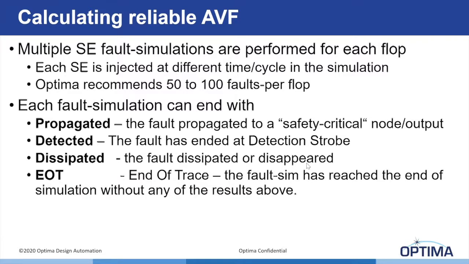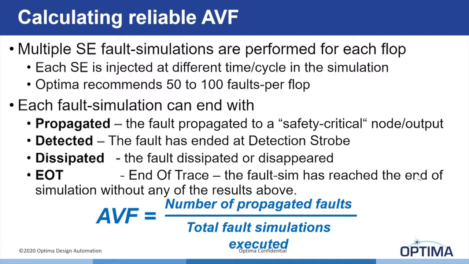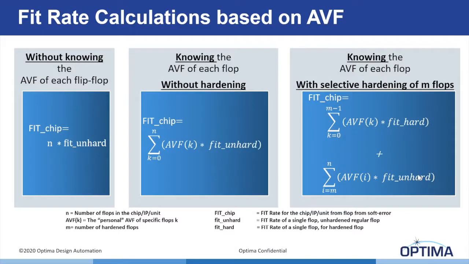Each fault in the simulation can end up with one of the statuses. Propagated: the fault propagated to a safety critical node or the output. Detected: the fault has ended at the detection strobe. Dissipated: the fault has dissipated or disappeared without reaching any of the failure strobes or the detection strobe. EOT is the end of trace: the fault sim has reached the end of the trace because it has not ended up with any of the above statuses. So AVF is defined as the number of propagated faults divided by the total fault simulations executed.